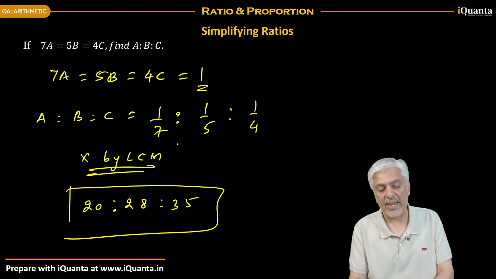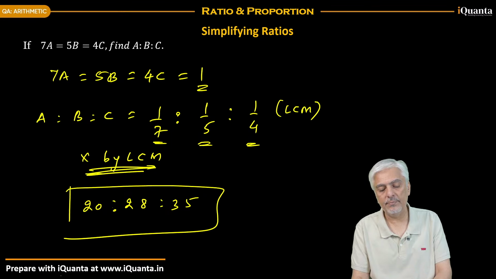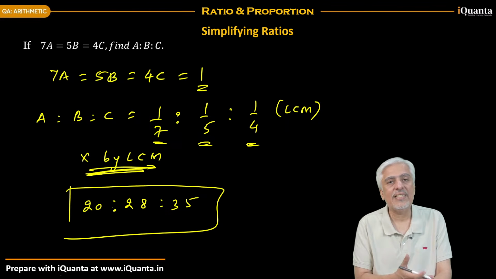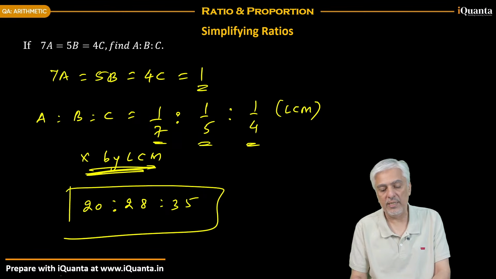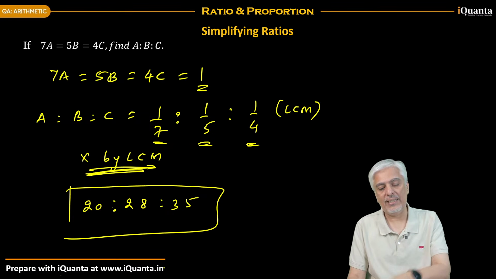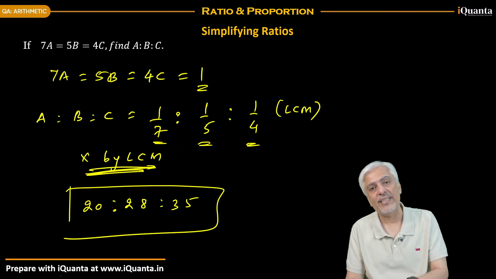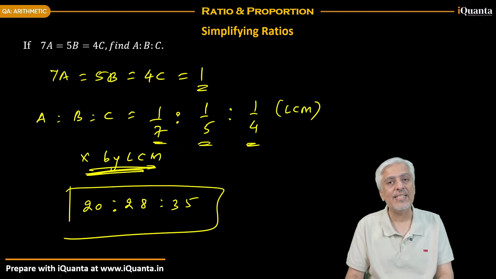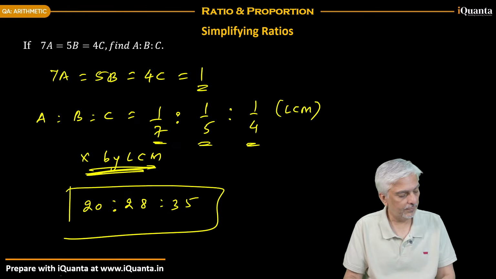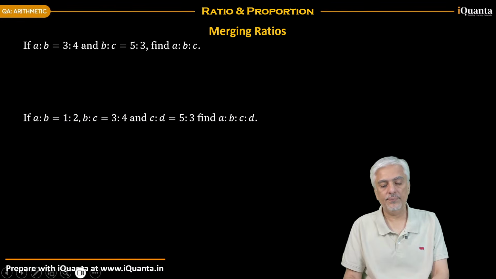If I write 1, I got 1 by 7, 1 by 5, 1 by 4. And then I multiplied by the LCM again. So LCM of 7 into 5 into 4, you can write it as 7 into 5 into 4 or 140. So you write it that way and solve it. So basically, either you write the LCM first or you write it later. You will need the LCM in such questions. Okay?